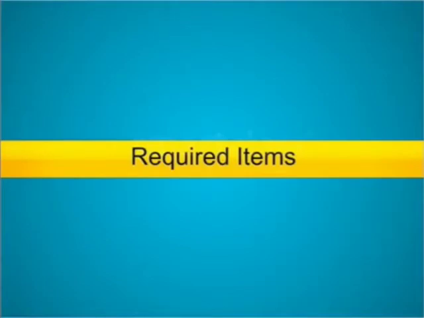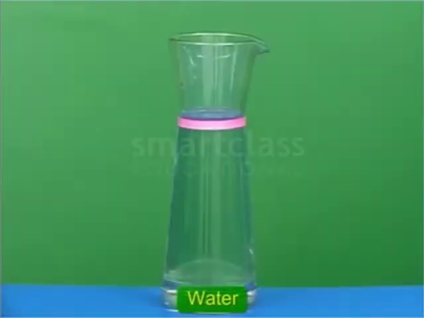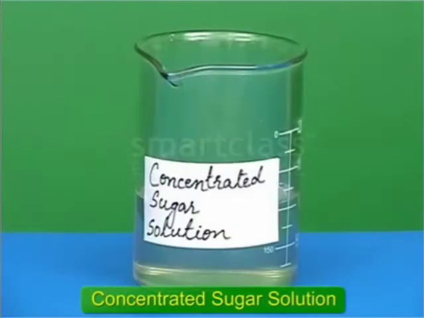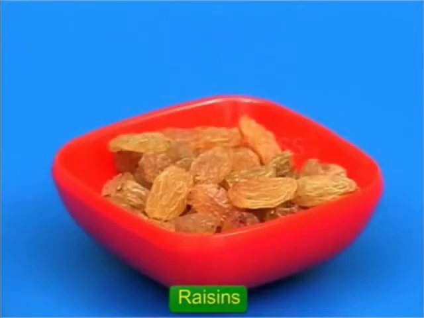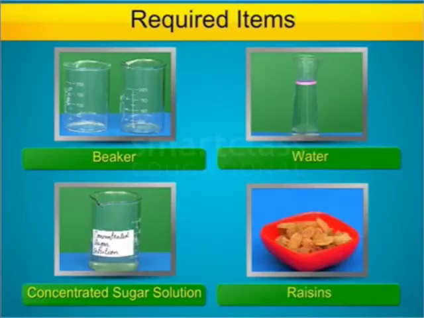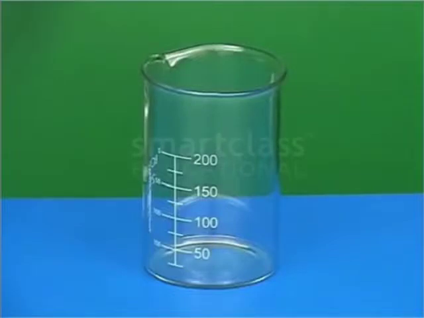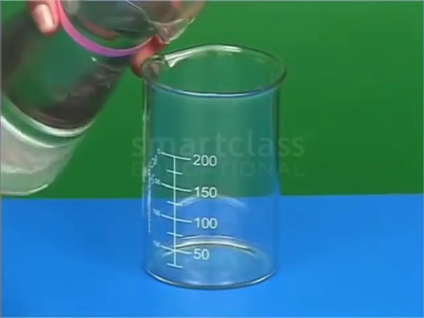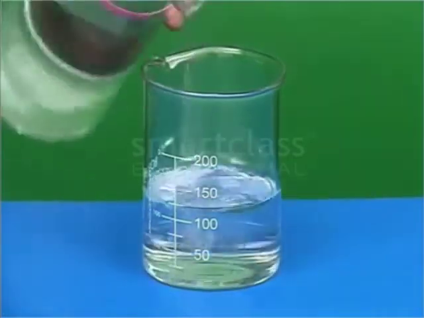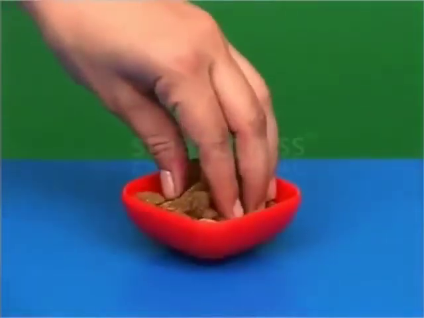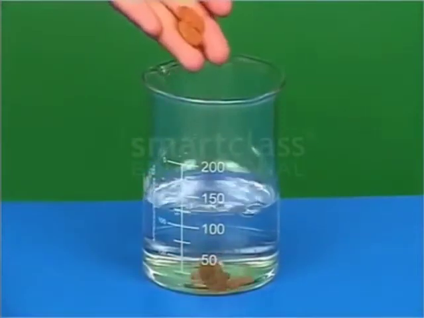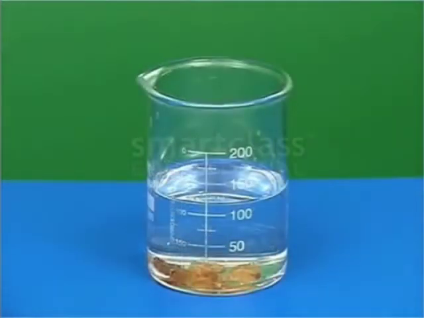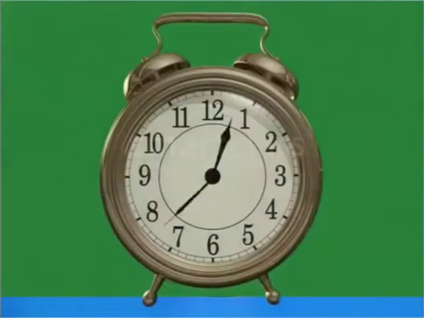The materials that are required for this activity are a beaker, water, concentrated sugar solution, and raisins. Let us begin the activity. Take a beaker. Fill half of it with water and put in 5 or 6 raisins. Leave them undisturbed for about 4 to 5 hours and then observe any changes.